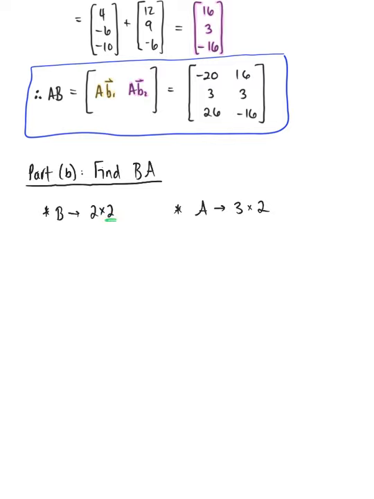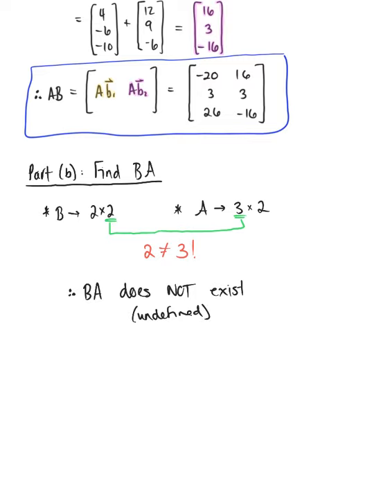So do the number of columns of matrix B match the number of rows of matrix A? No! 2 does not equal 3, ever. So therefore, the product, or the matrix defined as the product B times A, does not exist. It's undefined. And that's it. If the number of columns of the first matrix do not match the number of rows of the second matrix, matrix multiplication cannot be performed.